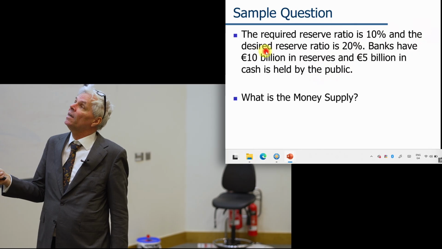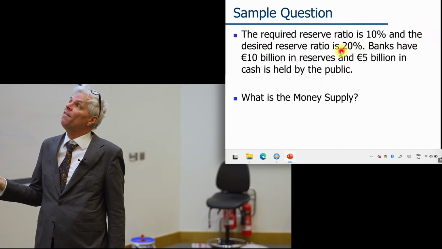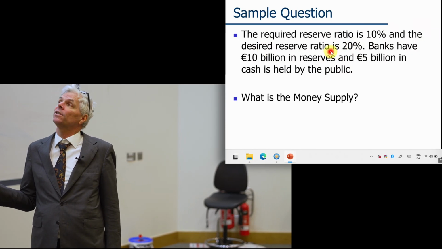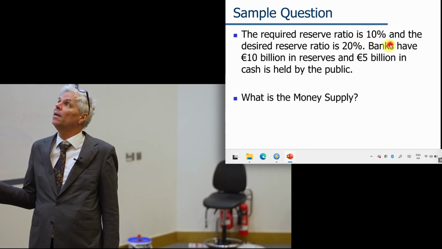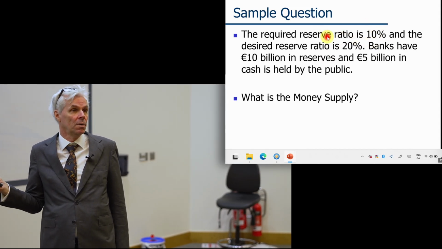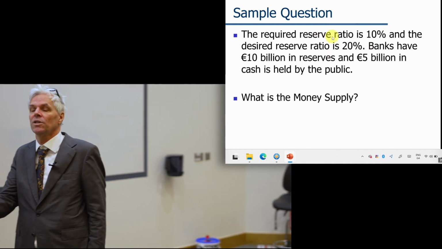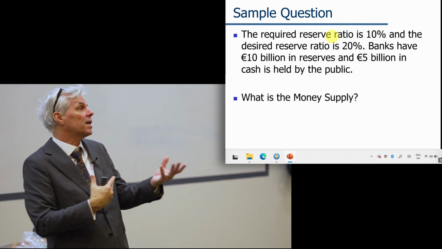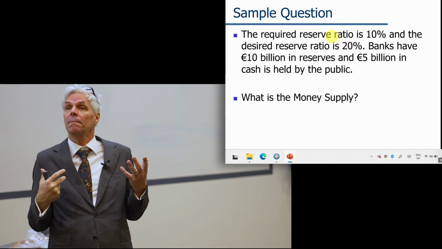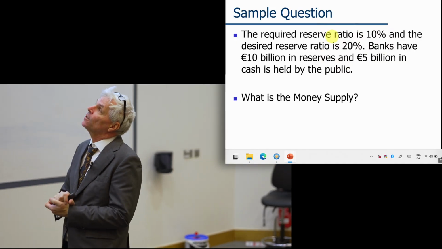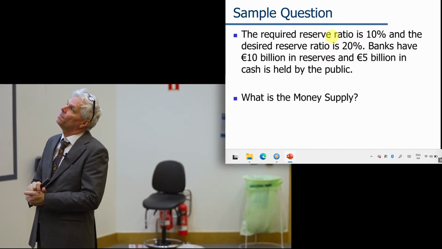On the other hand, if the desired reserve ratio is 5%, well, they want to hold 5%, but the law says they have to hold 10%, so the 10% would be the relevant one. So it's not like the desired one is always the right one. It depends on which one's higher. So here, the banks are going to be holding 20% in reserve.